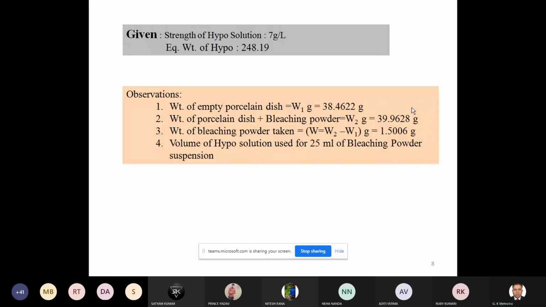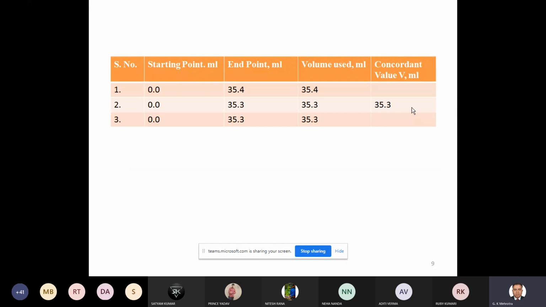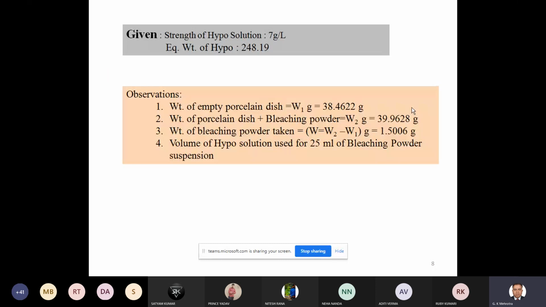You will make a table as given in the manual, and then you will calculate. Suppose your reading is 35.3. This is the table you have to make. The starting point, in bracket, write burette. End point, in bracket, write burette. Volume used, ml. On top of the table, it is written that it is the volume of hypo solution used for 25 cc of bleaching powder suspension.